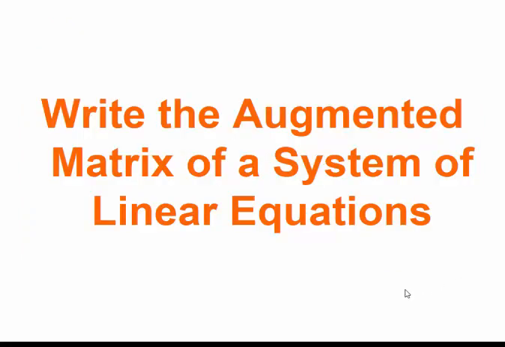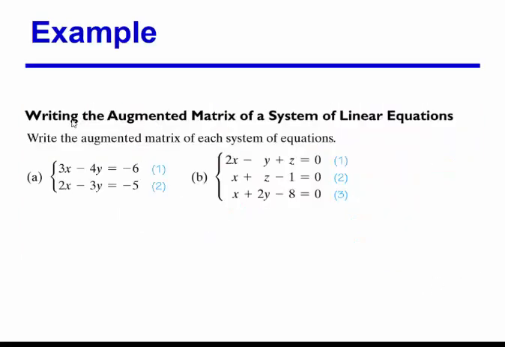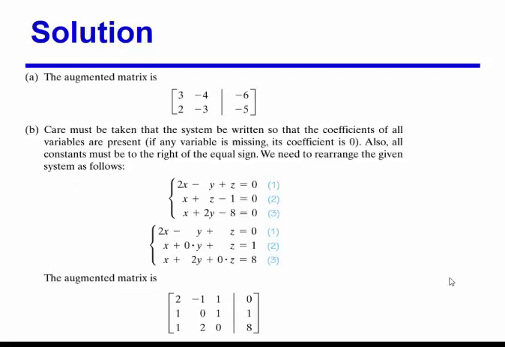So we're going to write the augmented matrix of a system of linear equations. So here we have A and B. A is two equations with two unknowns. B is three equations with three unknowns. Now, we have to take care to remember that for equation number 2 in B, we're missing a y. In equation number 3, we're missing a z, and we have to compensate for those missing variables.